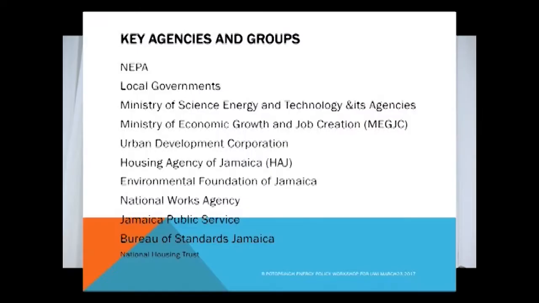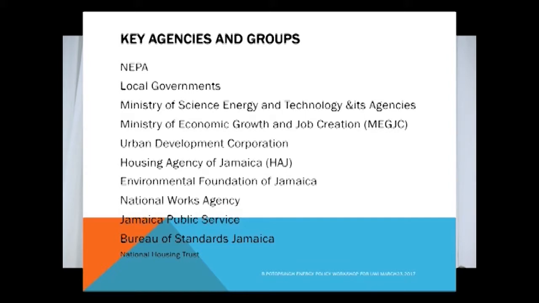Key agencies, and if I've left out any of the agencies, it's because I didn't try to work on my presentation while I was in here. So forgive me, but these are some key agencies that are involved in the physical development process. Did I have the Bureau of Standards Jamaica? Yes, I did. And the NHT, although they've left.